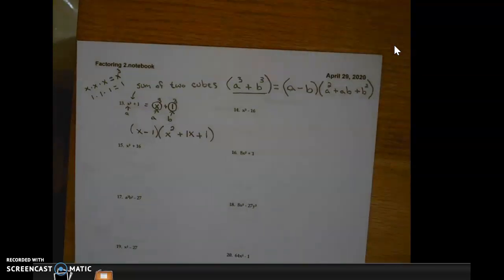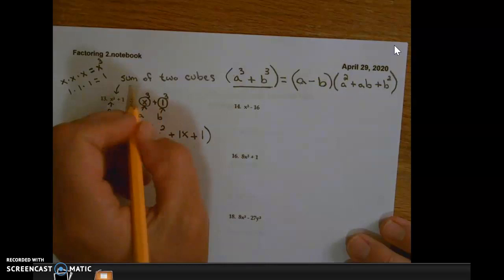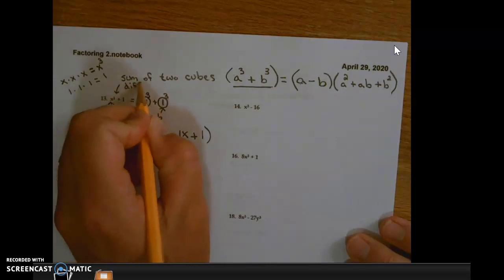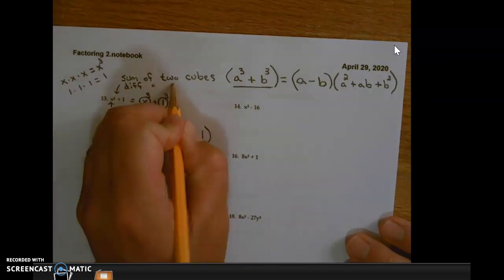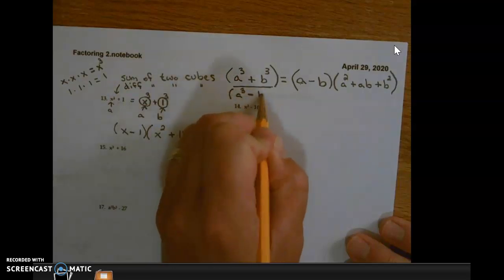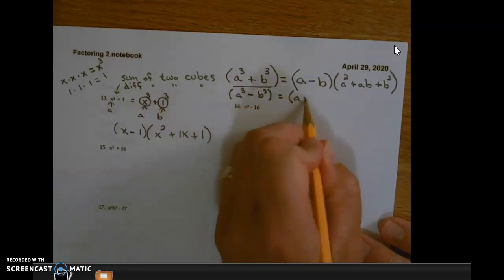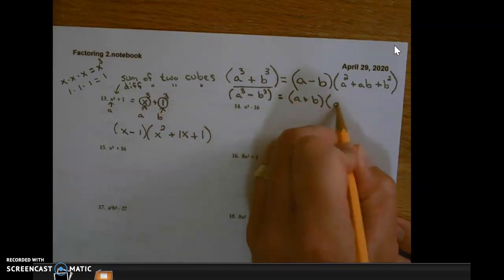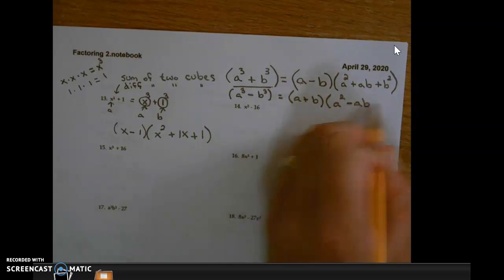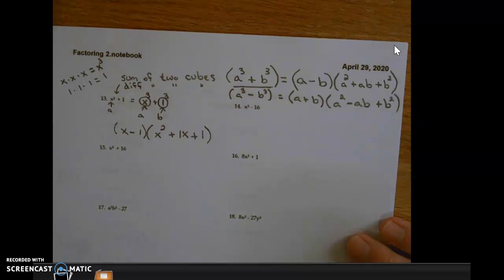Now, another type is a difference of two cubes. That's where we'd have a cubed minus b cubed. Here we would have a minus b times a squared plus ab plus b squared. So let's look at an example of this.